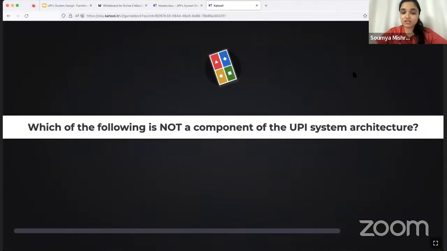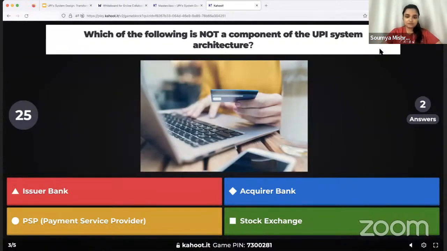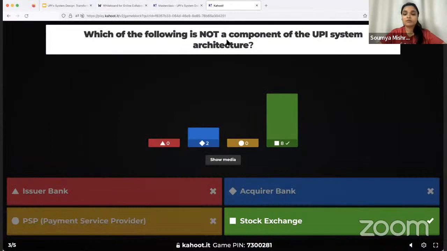Which of the following is not a component of UPI system architecture? PSP, stock exchange, acquirer bank, issuer bank. Please do not ignore the word not, which is not a component. Quickly, only 10 seconds are remaining. This is time bound as well. Right. Very good. We got a lot of correct answers over here.